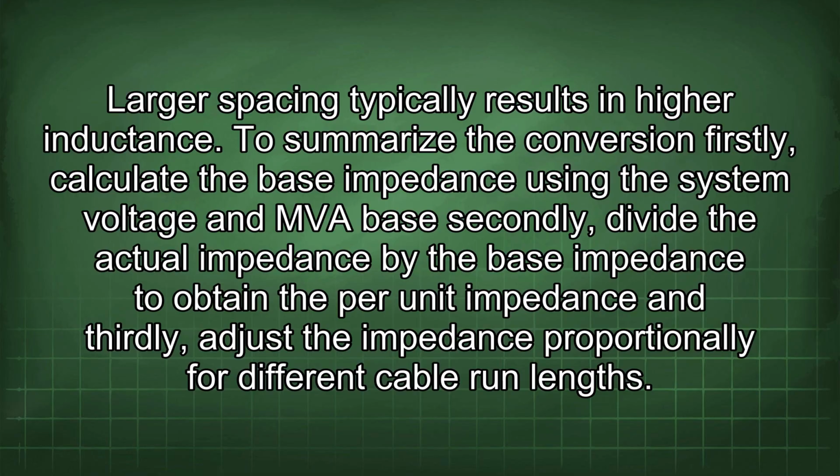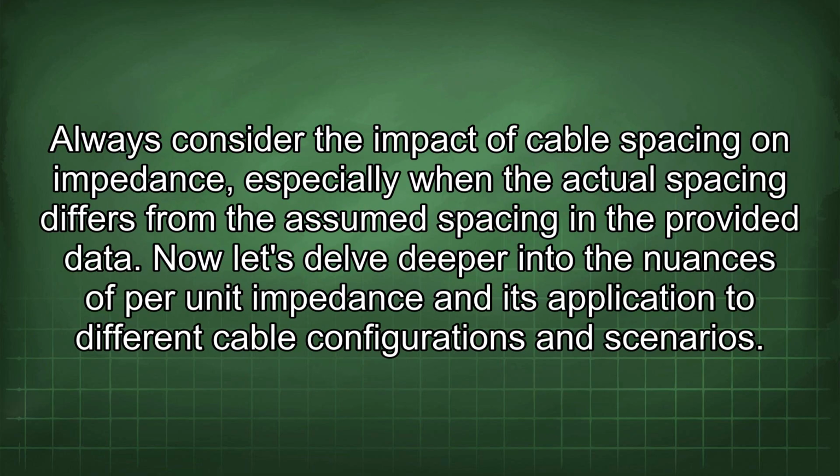To summarize the conversion, firstly, calculate the base impedance using the system voltage and MVA base. Secondly, divide the actual impedance by the base impedance to obtain the per unit impedance. And thirdly, adjust the impedance proportionally for different cable run lengths. Always consider the impact of cable spacing on impedance, especially when the actual spacing differs from the assumed spacing in the provided data.